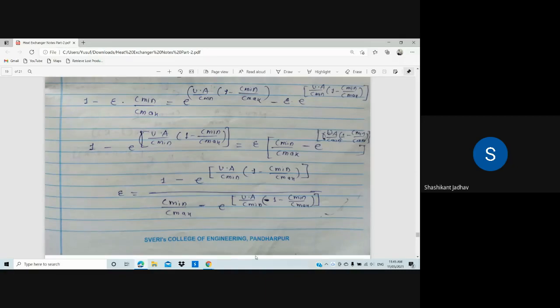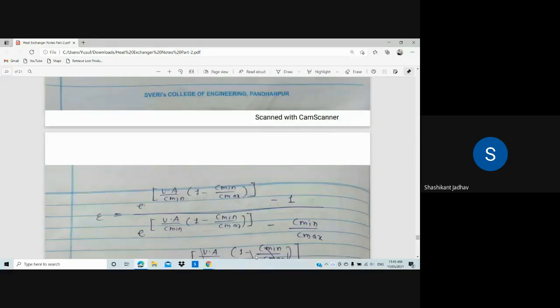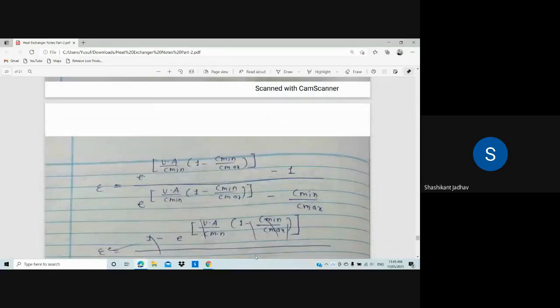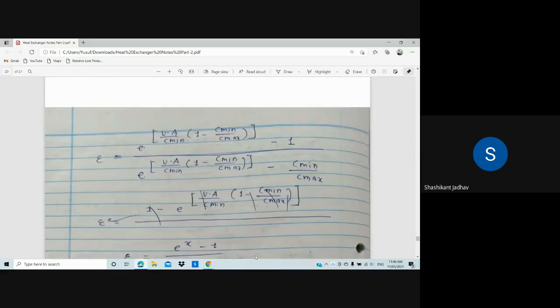So now next we have to rewrite this equation. Now we have to rewrite this equation in the form of, write down that equation. So epsilon is equal to, write down that equation, epsilon is equal to e raised to. So we have to interchange the terms. So how to write the equation by interchanging the terms?